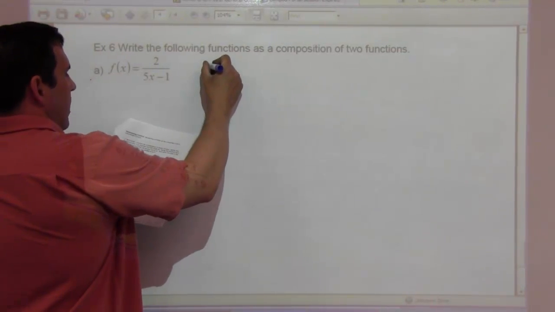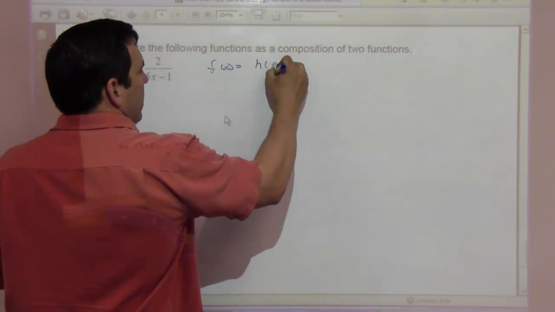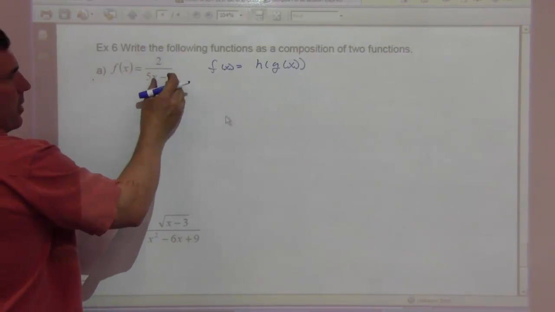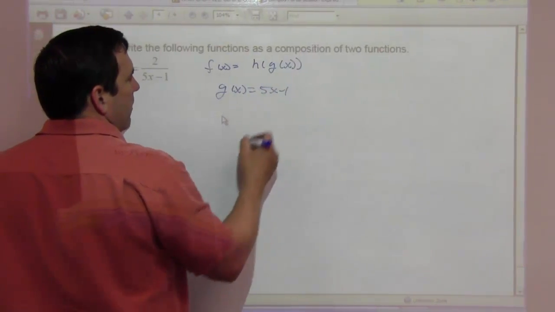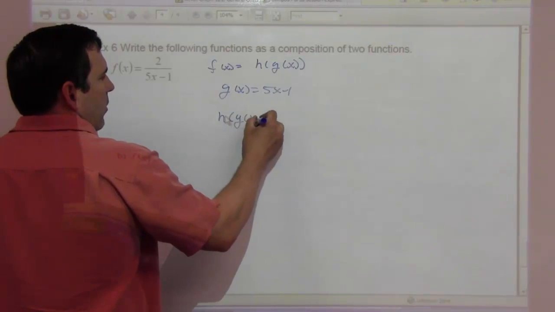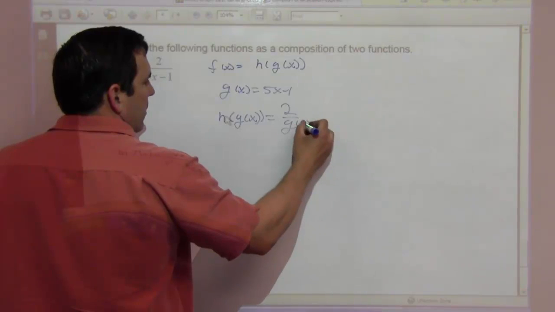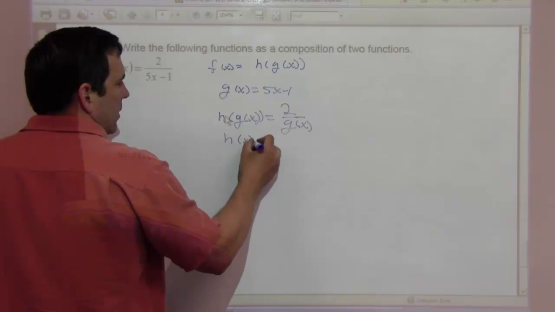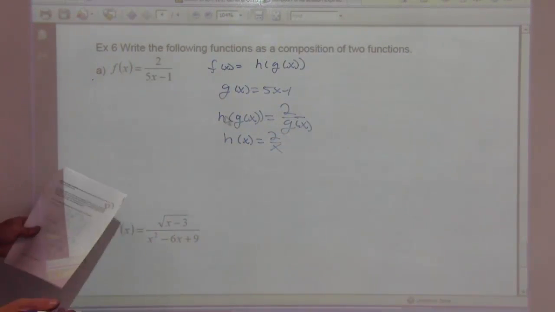So, if we thought of this as f of x equals h of g of x, we have an inside function and an outside function. You might say g of x equals 5x minus 1. So h of g of x is really going to be 2 over g of x, which means your h of x would just be 2 over x. That's one choice.